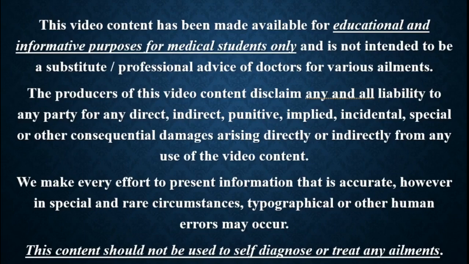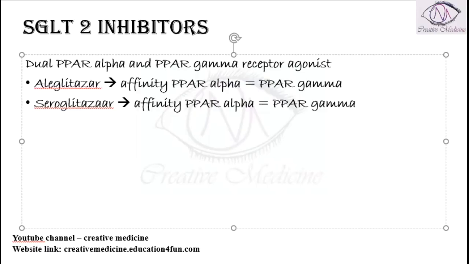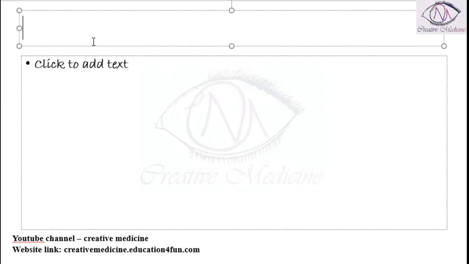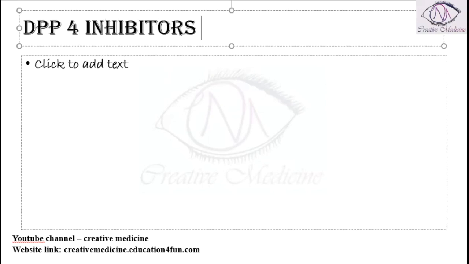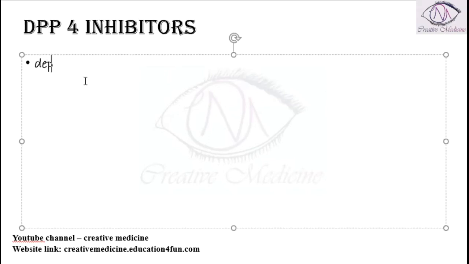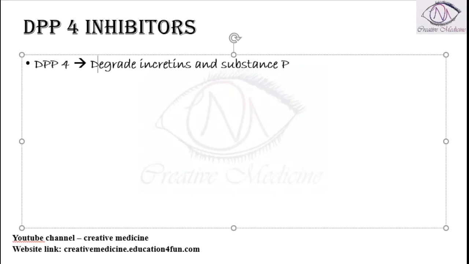In this lecture, we will learn about DPP4 inhibitors. What do these DPP4 inhibitors do? They will actually degrade the incretins and substance P. Not these drugs, actually the DPP4 will degrade the incretins and substance P.